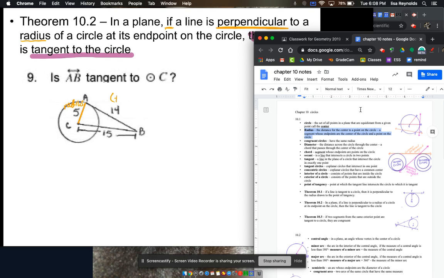We're trying to see if AB is the tangent. And the way we're going to do this is we use the converse of the Pythagorean theorem to see if we have a right triangle.